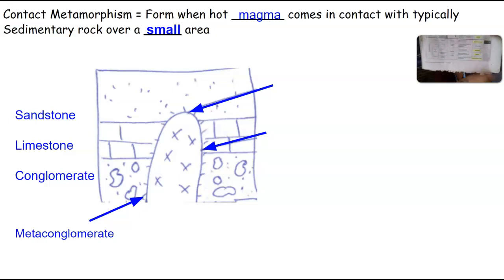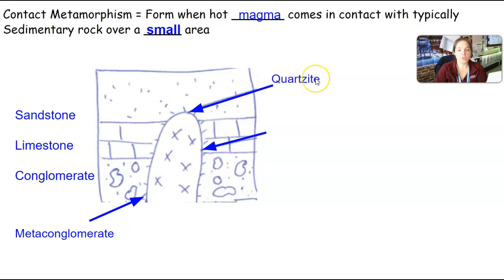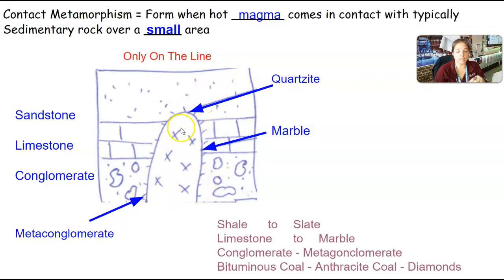It's metaconglomerate. And then over here with the sandstone, you'll see on page 7, I'm at the bottom of page 7, it says that it's quartz, a metamorphism of quartz sandstone. So sandstone turns into quartzite. And then underneath that, the metamorphism of limestone or dolostone gives you marble. So using page 7 and what it's made up of can help you to determine what type of metamorphic rock it is. And it's only on this line.